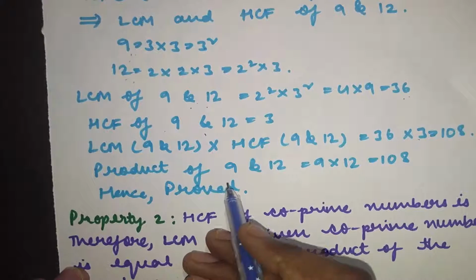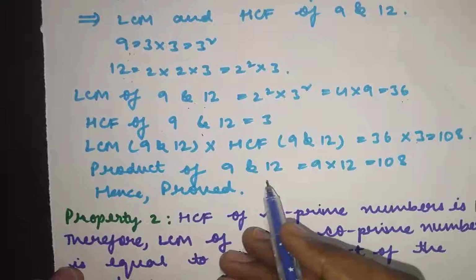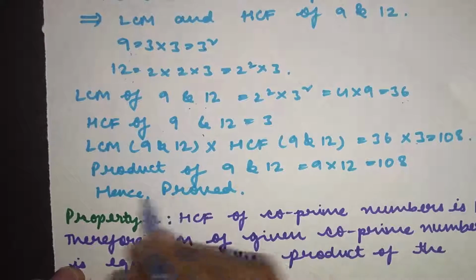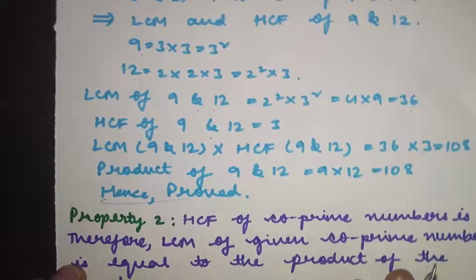And we can even observe that the product of the given numbers, that is 9 and 12, is nothing but 108. So this is how we can prove the first property of HCF and LCM.